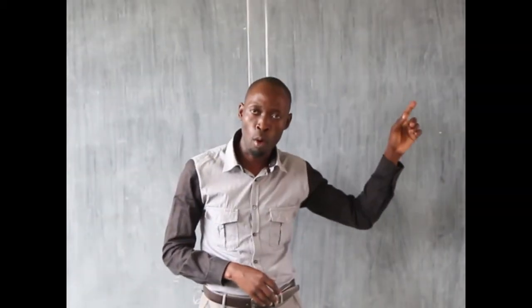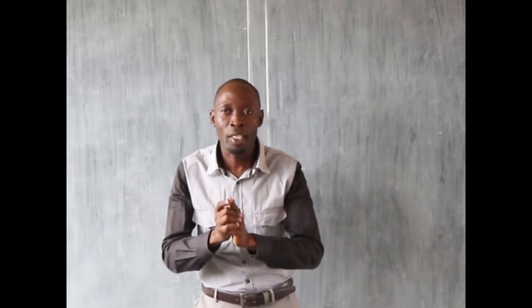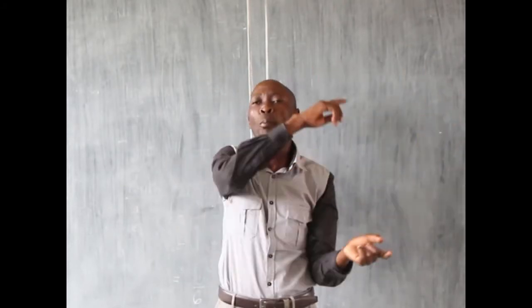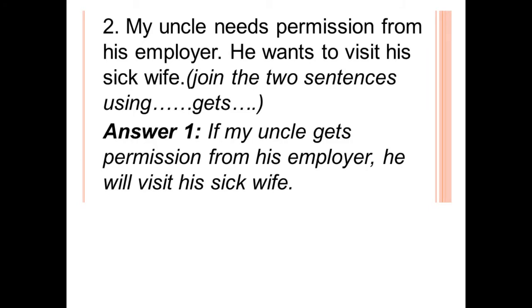In sentence number 1 or question number 1, the tense that was given to us was future simple tense. In this case, you have now been given the present simple tense in the name of the verb gets. So if you have been given the present simple tense, then it is upon you to look for the other tense. Look through the sentence, formulate verbs that will match with the future simple tense, which will partner the present simple tense to get you to the condition 1 sentence. And answer number 1 is, if my uncle gets permission from his employer, he will visit his sick wife.